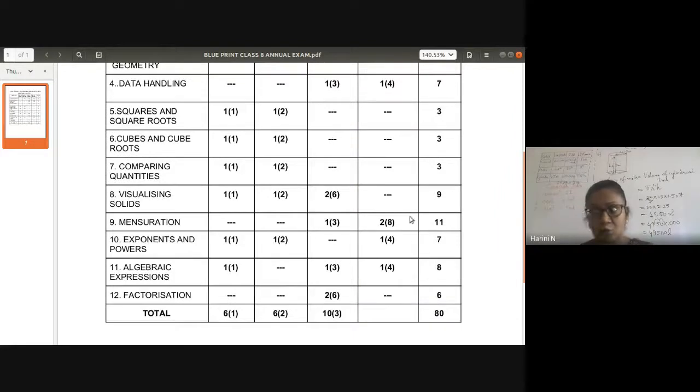Mensuration also, a lot of time spent. So 11 marks. These 2 chapters, that is exponents and factorization, we are yet to do. We will do it in another 1 week or so. So that is 7 and 6 plus expressions is 8. So this sums up to 8. So I hope it is clear. If you have any doubt, you can ask me.